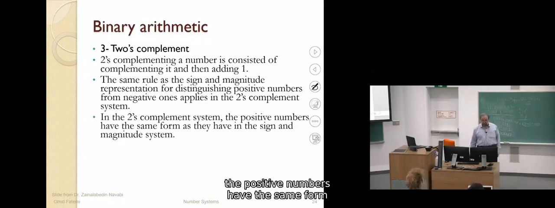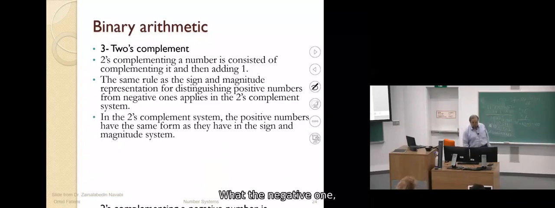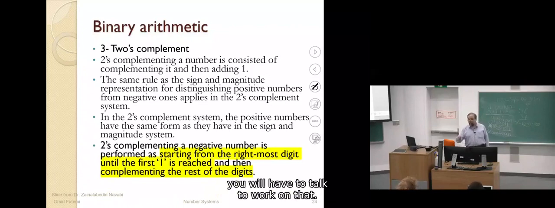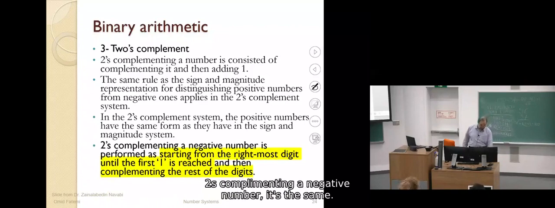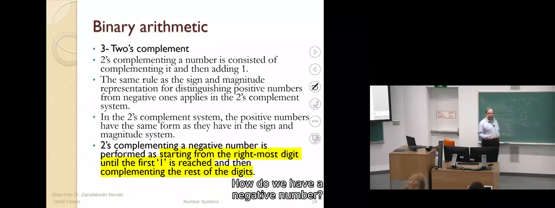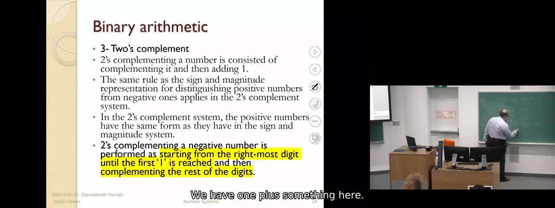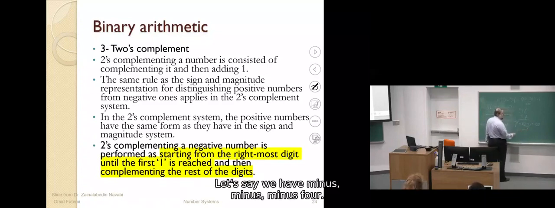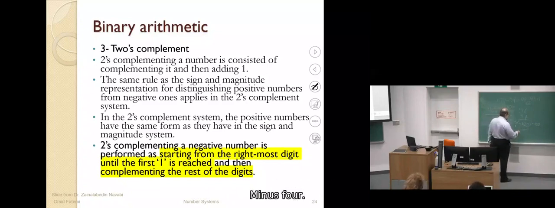In the two's complement system, the positive numbers have the same form as they have in the sign and magnitude, but the negative ones, we will have to work on that. Two's complementing a negative number. Let's say that we have a negative number. How do we have a negative number? We have 1 plus something here. Let's say we have minus 4.